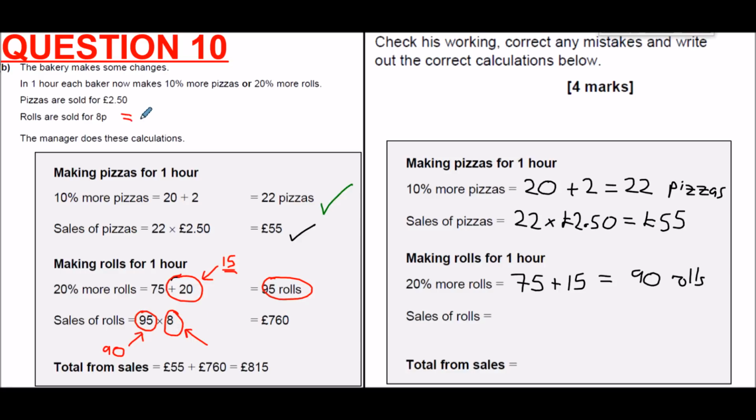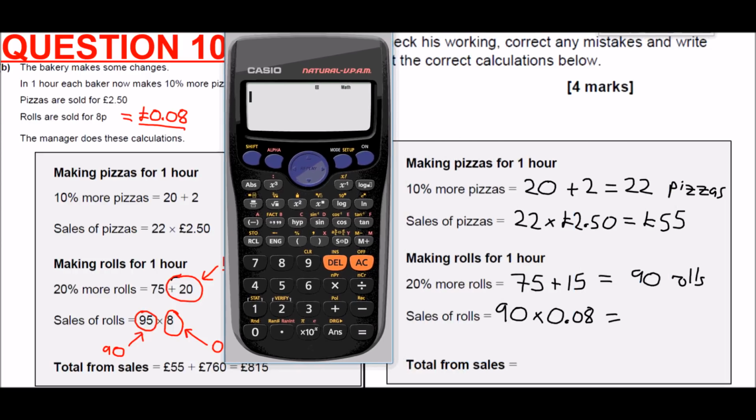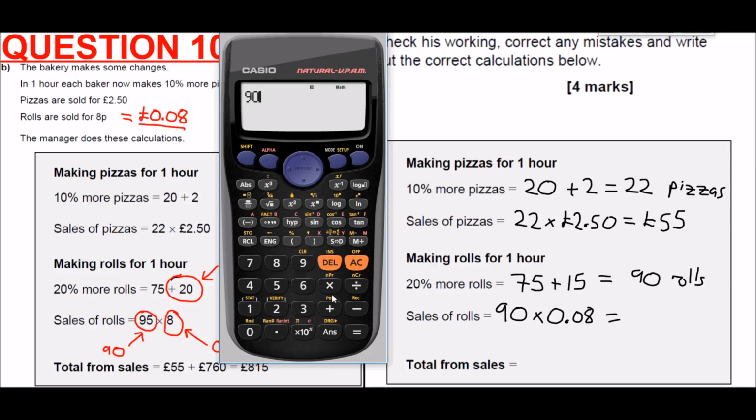8p is 0.08. And so he should have multiplied by 0.08. And that would have affected this answer here. And so we can do this calculation for him. So the sales of rolls, there were 90 rolls. The cost per roll is 0.08. So if you multiply 0.08 by 90, or 90 multiplied by 0.08, what we'd have is 7.2, which means £7.20.